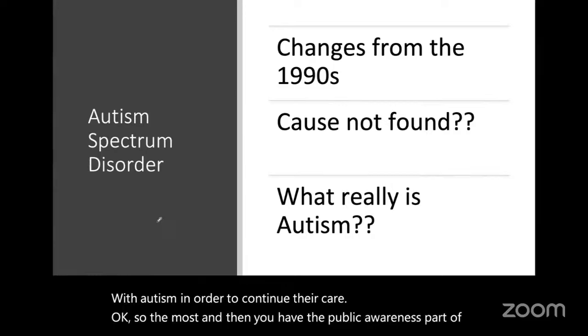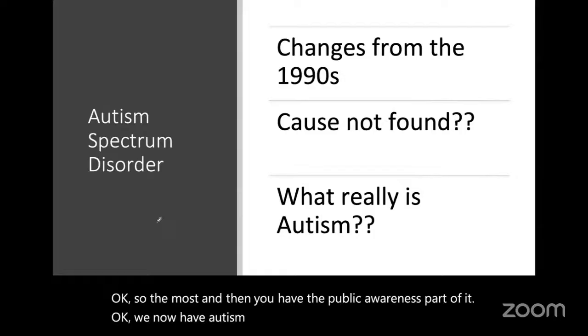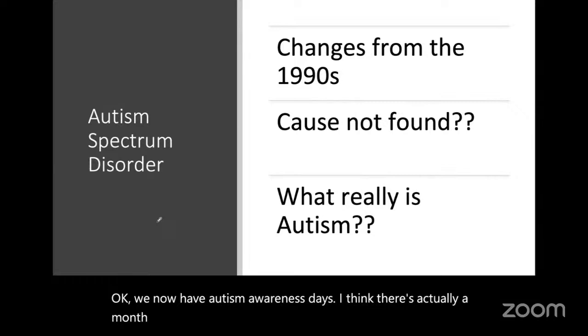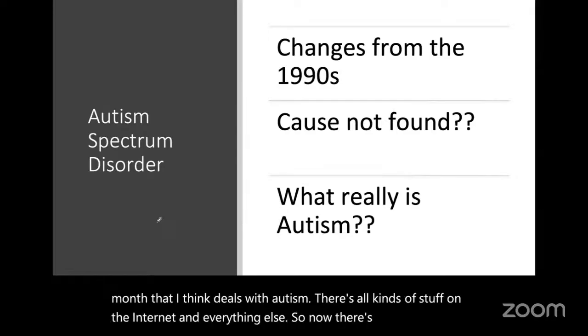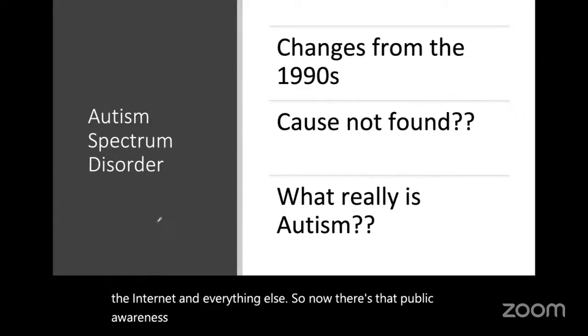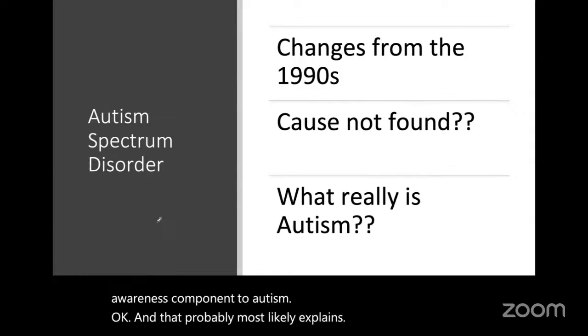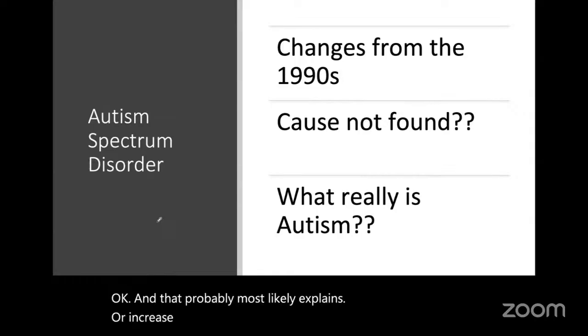Okay. We now have autism awareness days. I think there's actually a month that deals with autism. There's all kinds of stuff on the internet and everything else. So now there's that public awareness component to autism. And that most likely explains the increase in diagnostic rates of autism.